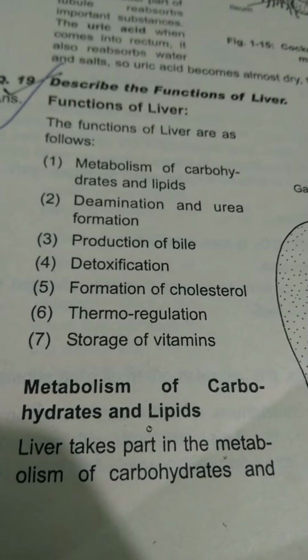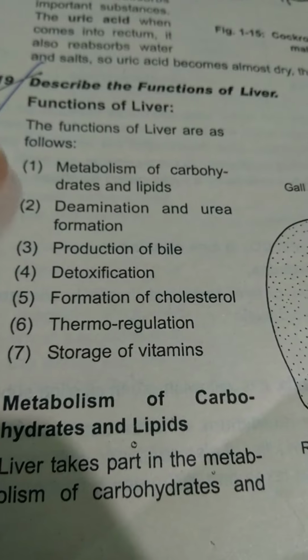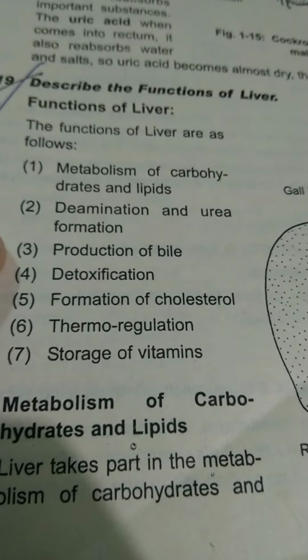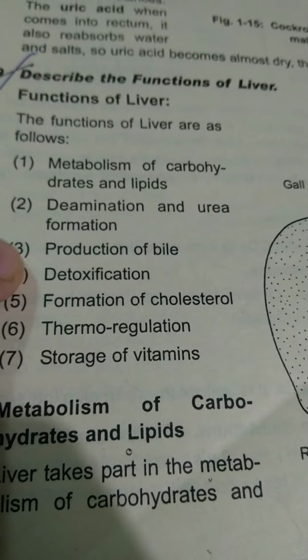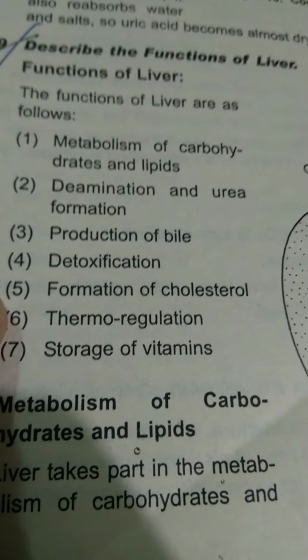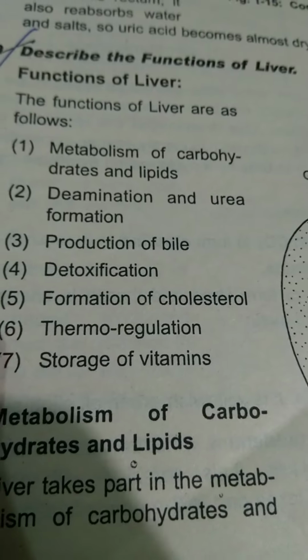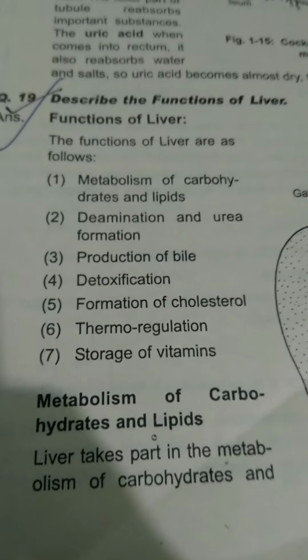The functions of liver are as follows: first, metabolism of carbohydrates and lipids. Second is deamination and urea formation. Third is production of bile that takes part in digestion of fats. Fourth is detoxification. Fifth is formation of cholesterol. Sixth is thermoregulation, that is actually distribution of heat throughout the body. And seventh is storage of vitamins.